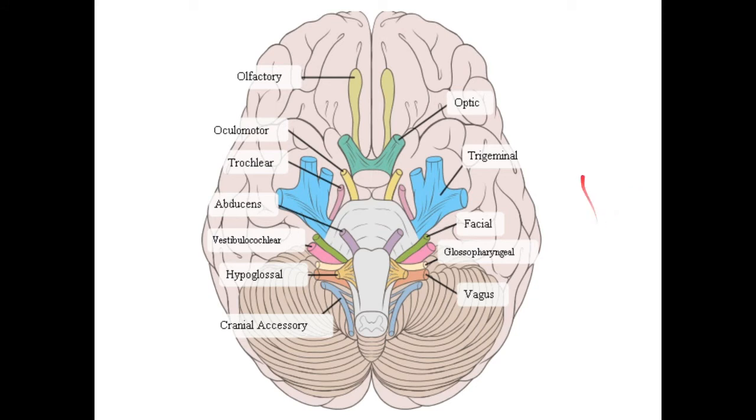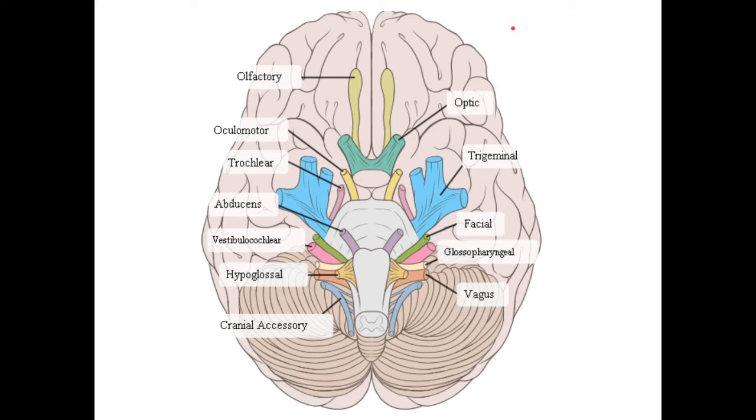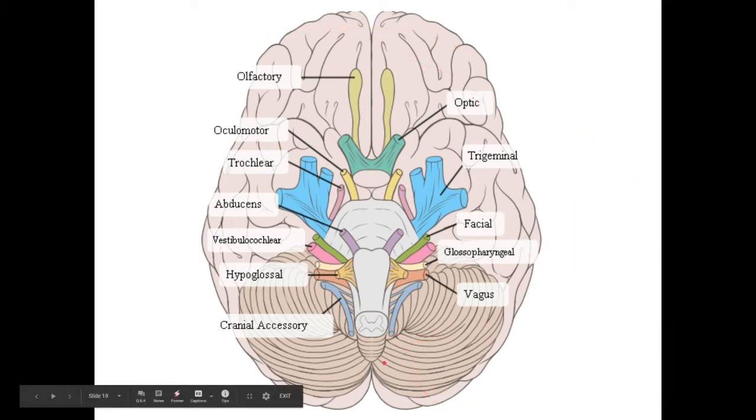So here you can see they're all highlighted in color, the olfactory, oculomotor, and you can see as you work your way through where all of them are located. This view would be if you were looking from the underside of the brain. So you have your cerebrum, the cerebellum, and this would be just the underside of the brain.